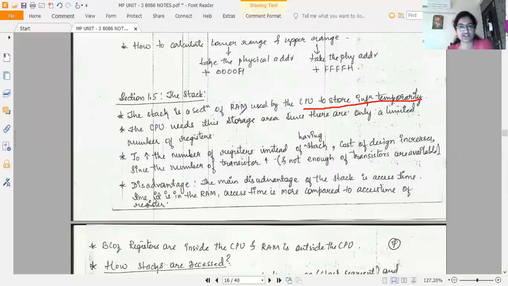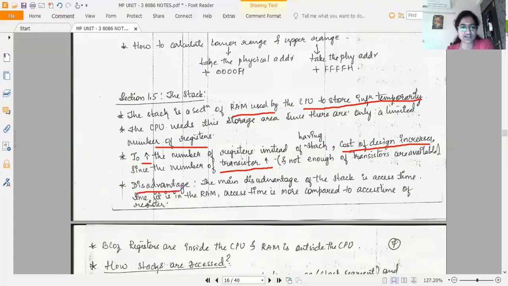The stack is a section of RAM used by the CPU to store the information temporarily. The CPU needs this storage area since there are only a limited number of registers. If we increase the number of registers instead of using stack, the cost of design increases, since the number of transistors increases. Okay, and not enough transistors are available, and the cost also increases, we can see.